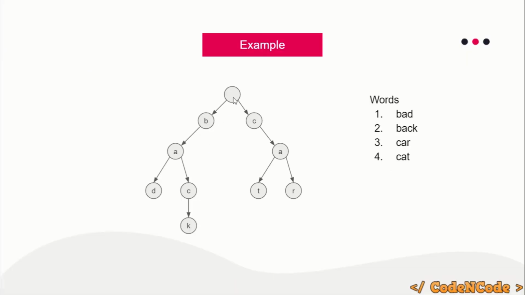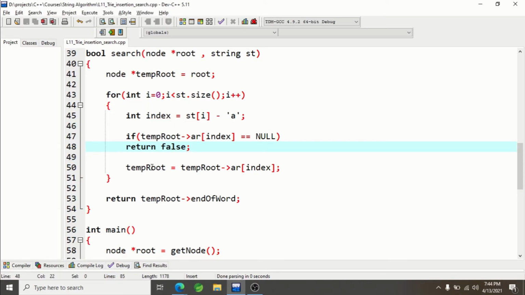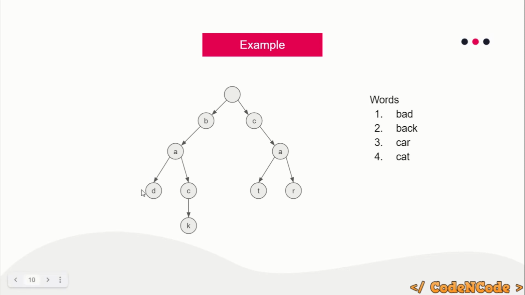Otherwise, what would happen? Simply move to that character. For example, if you were to search bad, B exists, yes, move your character there. A exists, yes, move your character there. D exists, yes, move your character there. As soon as you reach the last one, your processing would stop. Your temp root would actually point to that node, the last character of the word that you are searching, and there you have to check whether this is end of word or not.